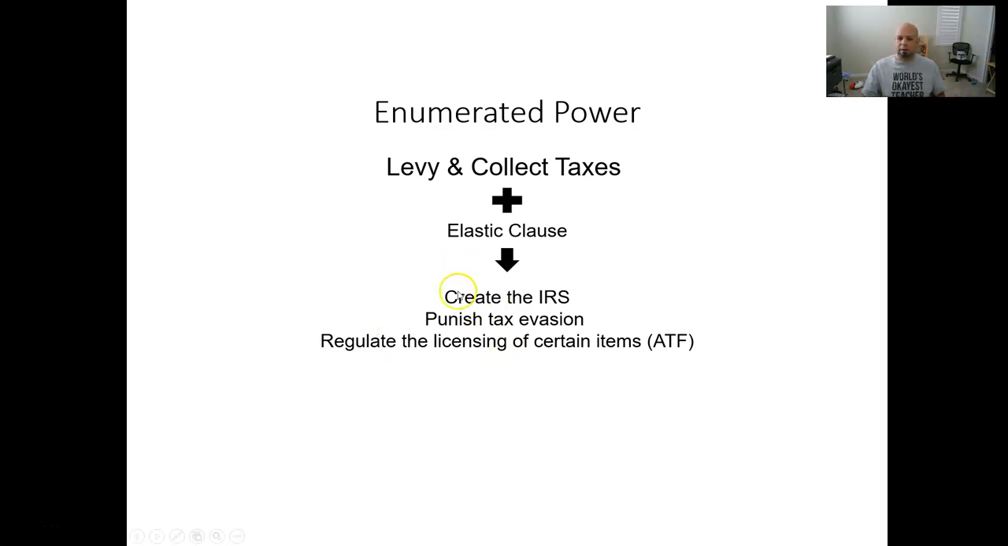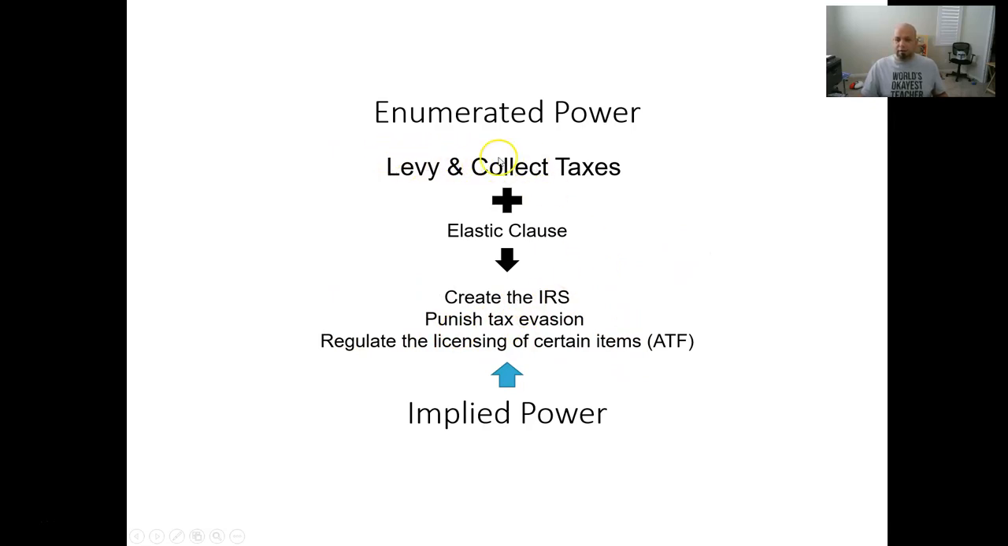But I'm going to come back to this right now. So creating an IRS, punish tax evasion. If we go back to that image that was up here, it didn't say anything about creating any of those things or doing any of that stuff. It just said the power to lay and collect taxes. So what does this mean? This is implied power, okay? That you can have these powers.